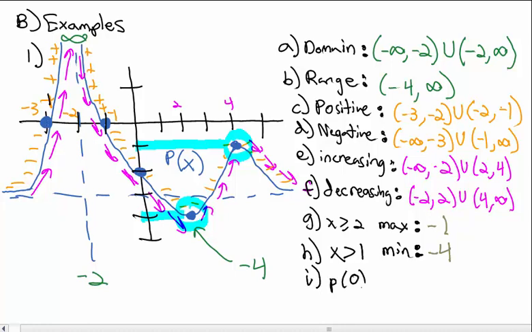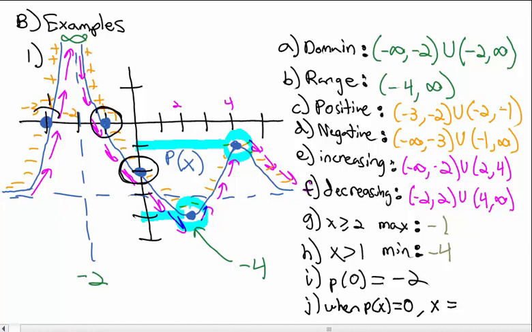How about this? What's p of 0? P of 0. 0 is talking about the x-coordinate there, the input. We're looking for the output. So when x is 0, y is negative 2. This is a very different question than asking when p of x equals 0, x is equal to what, because now we're being told the output. We're being told the solution is 0. What are the x values that give you an output of 0? Well, there's one here at negative 1 and one here at negative 3. So x is negative 1 and negative 3.